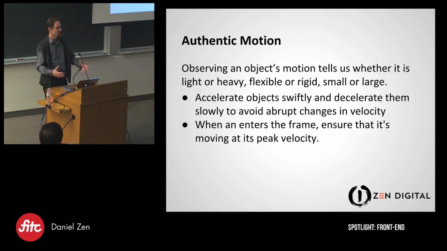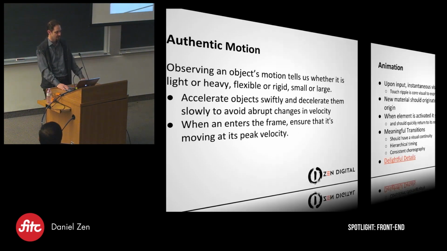So motion should be authentic. Observing an object's motion tells us whether it is light or heavy, flexible or rigid, small or large. It should accelerate objects swiftly and decelerate them slowly to avoid abrupt changes in velocity. This gives it a more natural feel, like you're actually moving a physical object. When an object enters the frame, ensure that it's moving at its peak velocity.